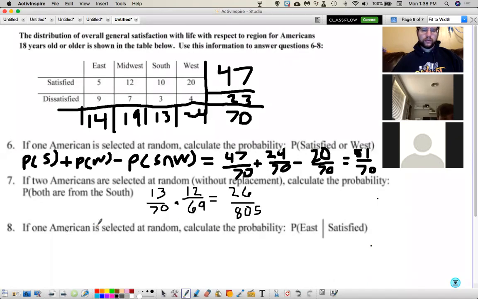Okay, so if 1 American is selected at random, calculate the probability. Okay, so remember this line right here signifies given. So we're no longer looking at the entire 70 people from the population. We're looking only at satisfied. We're given that they're satisfied, so we're looking in this row only. So my bottom number is going to be 47. My top number, that's east. So 5 out of 47.